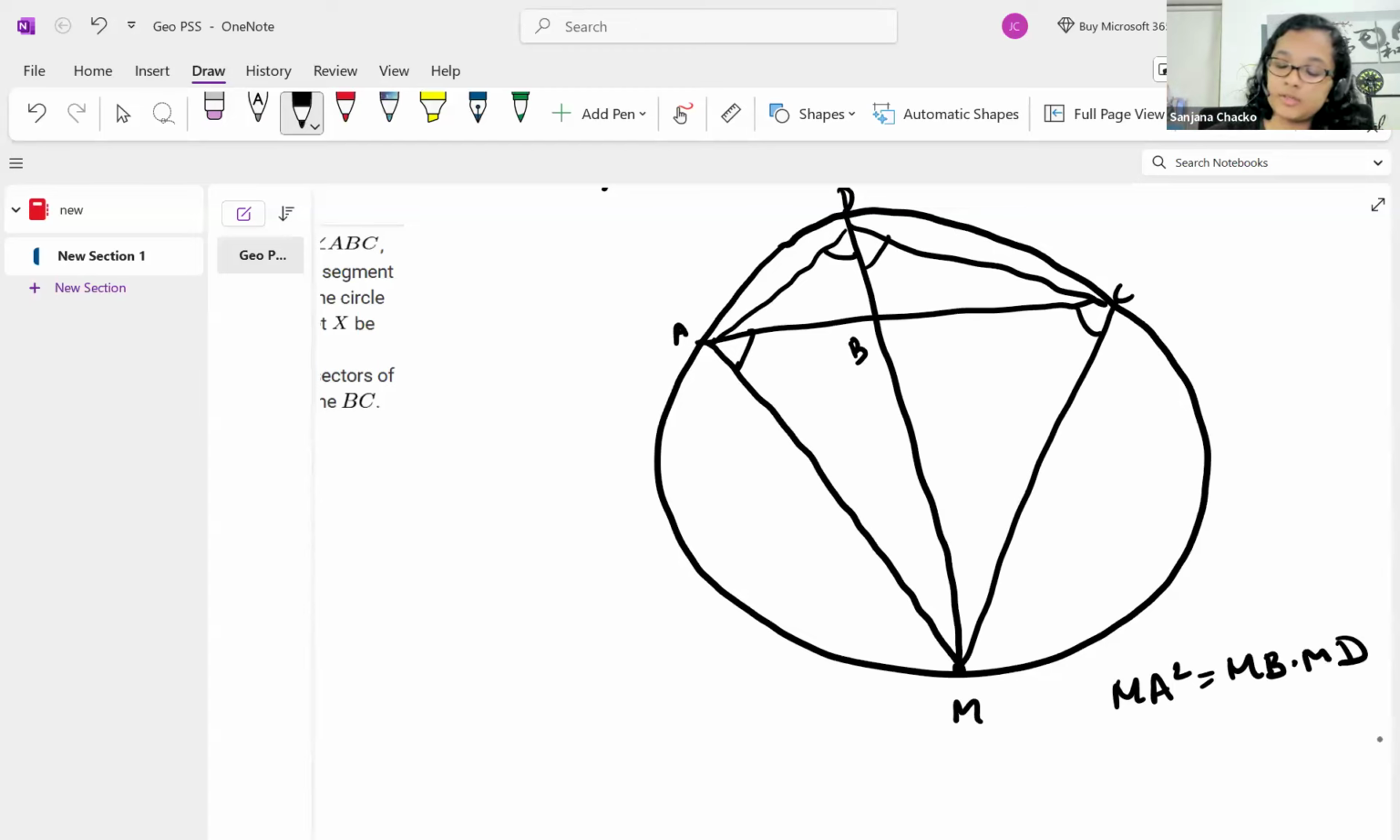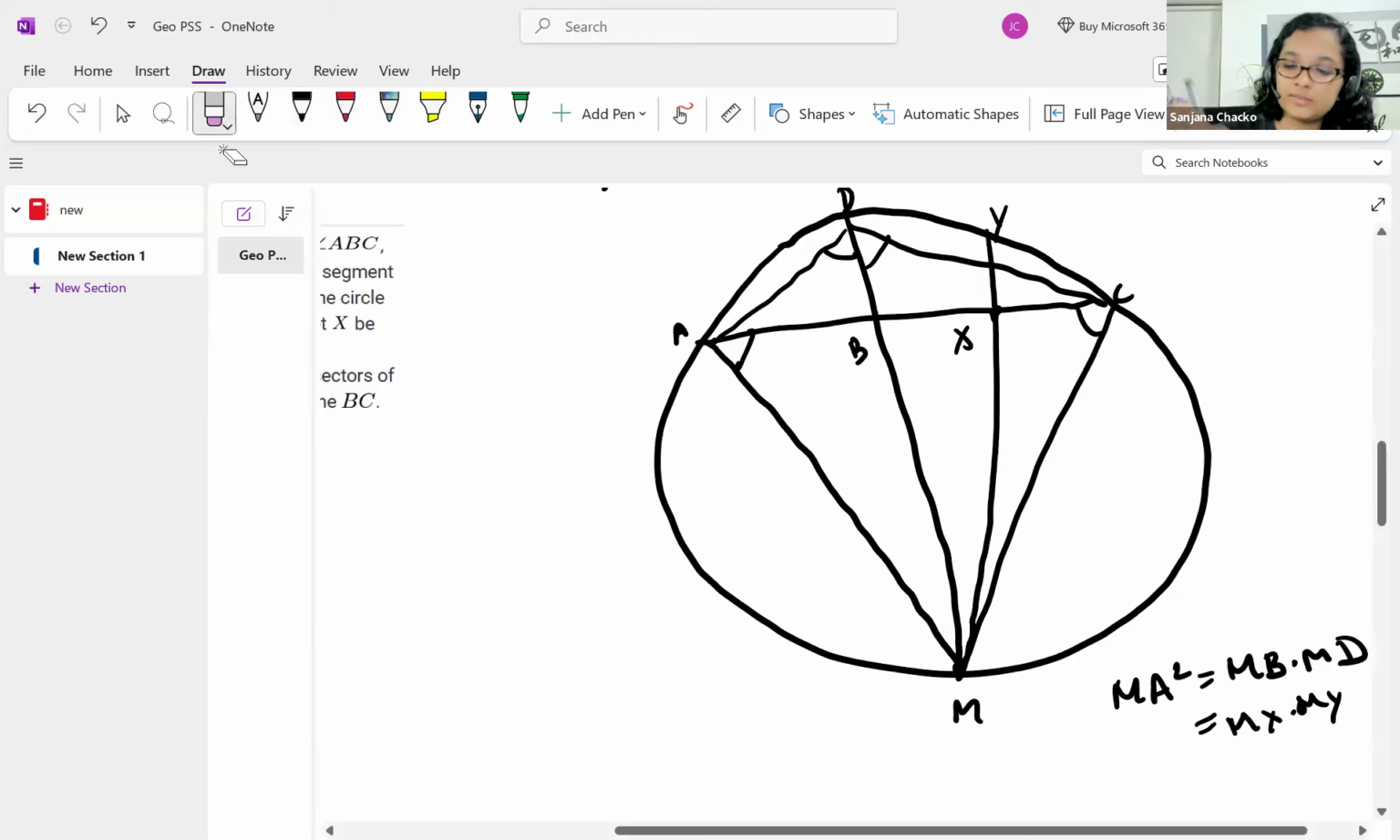So what else you can do in such a scenario is you could introduce another chord like this. So say this is X and Y. And so you get that this is also equal to MX times MY. And these would be cyclic. So that's in general a useful relation to have when you have some midpoint of arc. And that's something to keep in mind.